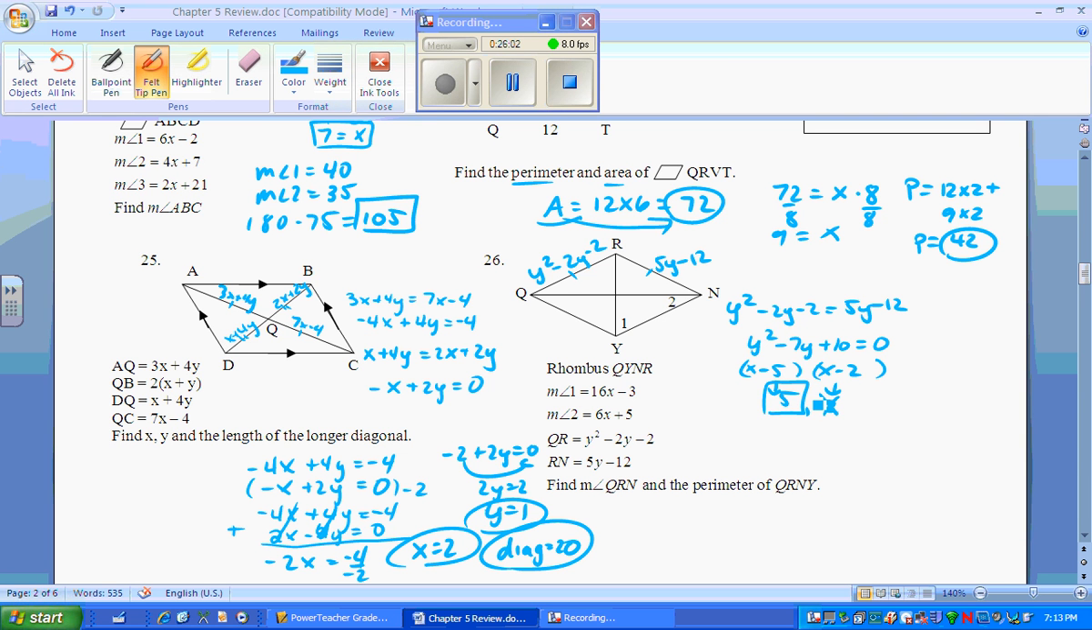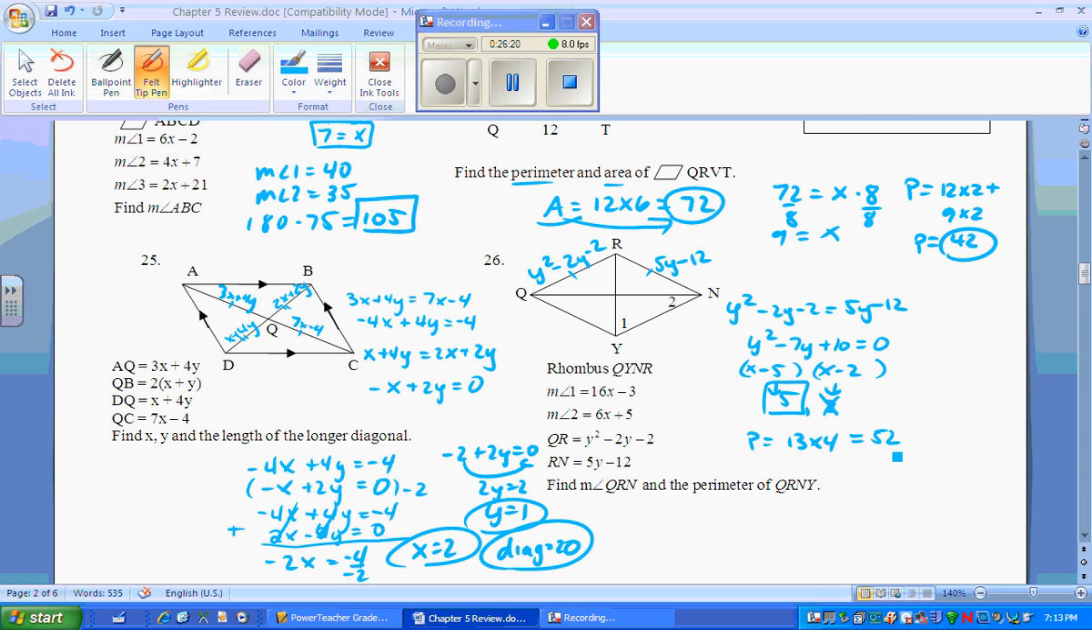If you want the perimeter, each side is 13. So you can do perimeter is equal to 13 times 4, giving you an answer of 52 for the perimeter.